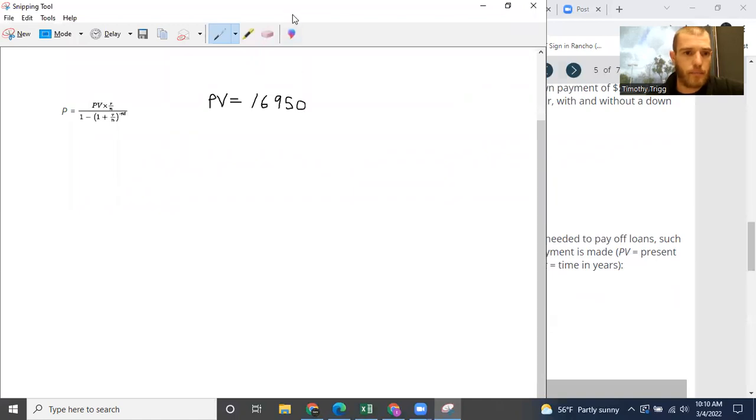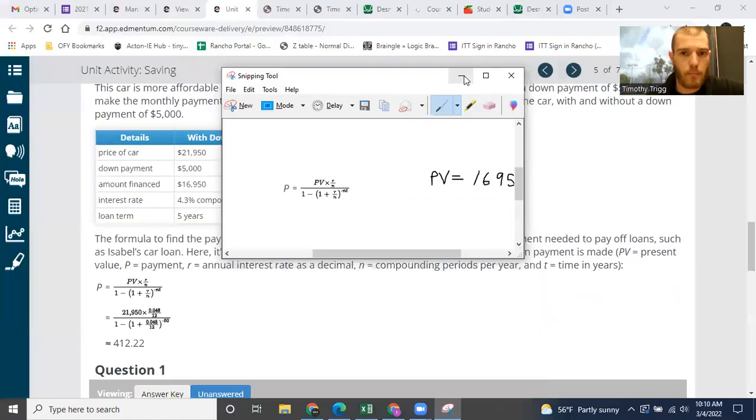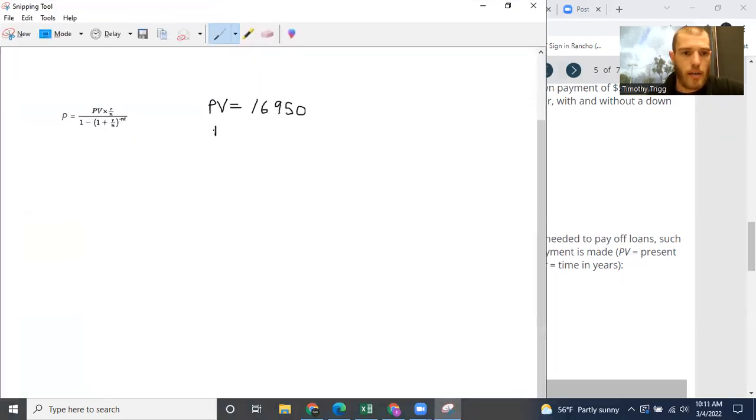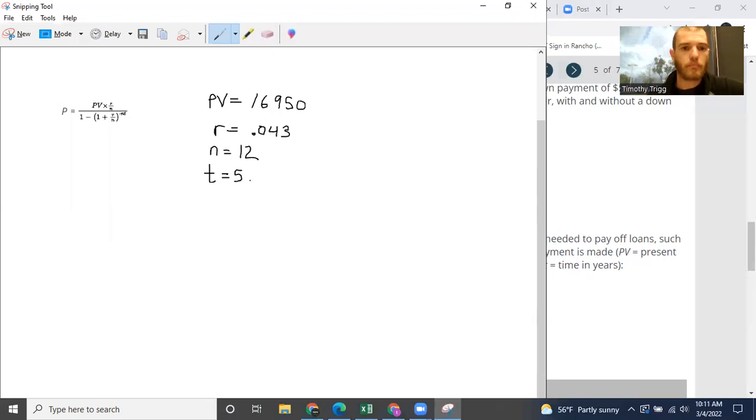Let me double check that. Yeah, okay. $16,950. R is the interest rate. So that's 4.3%. As a decimal, it's 0.043. The N is the number of compoundings in a year. So since it's compounded monthly, our N is 12, since there's 12 months in a year. T is the amount of time of the loan, in this case, 5 years.